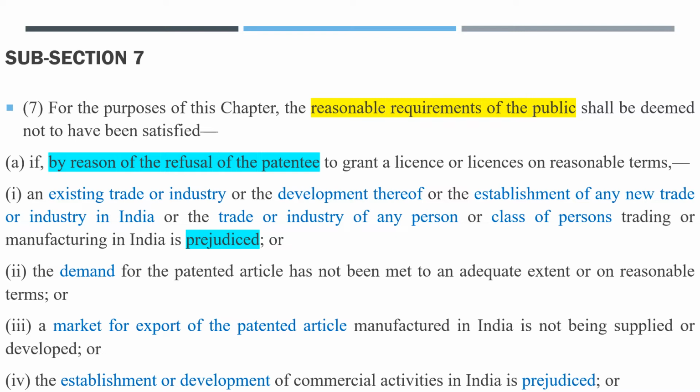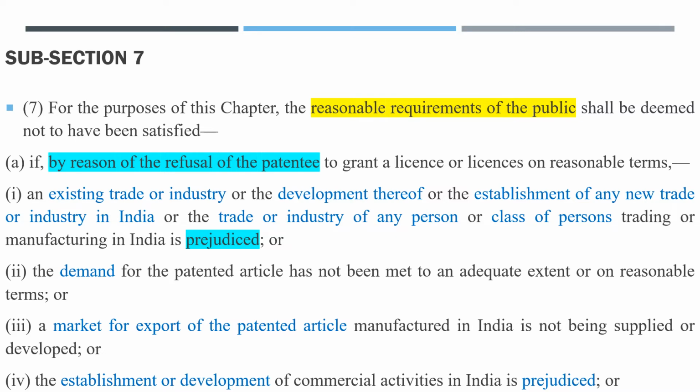So here friends, you can see the key phrase is reasonable requirements of the public. And the key term of clause A is by reason of the refusal of the patentee to grant a license or licenses. That means by reason of the refusal of the patentee. This is the key term. And it has so many subclauses.